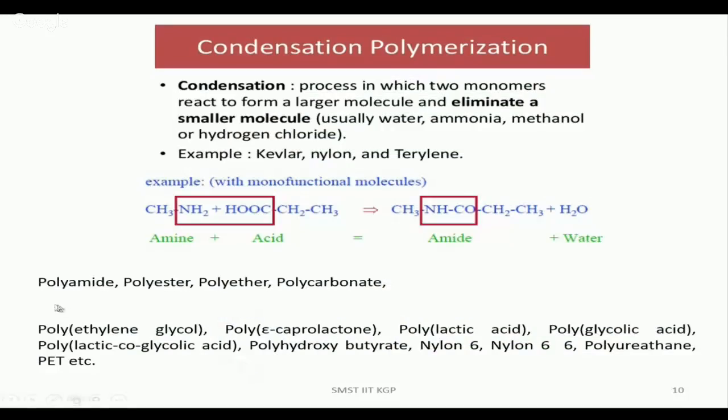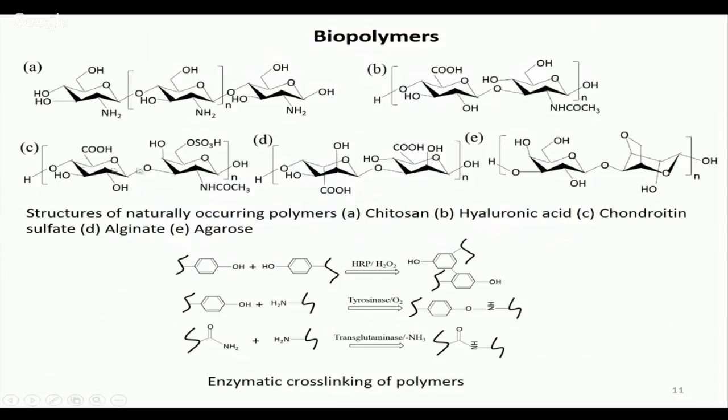Okay, and these polymers are biodegradable. Then we know different biopolymers: chitosan, hyaluronic acid, chondroitin sulfate, alginate. So chitosan is used as a wound dressing material. Hyaluronic acid, anyway, is part of the extracellular matrix. Chondroitin sulfate is also extracellular matrix. We know in case of osteoarthritis, hyaluronic acid or chondroitin sulfate injection is also prescribed by the doctors, right?